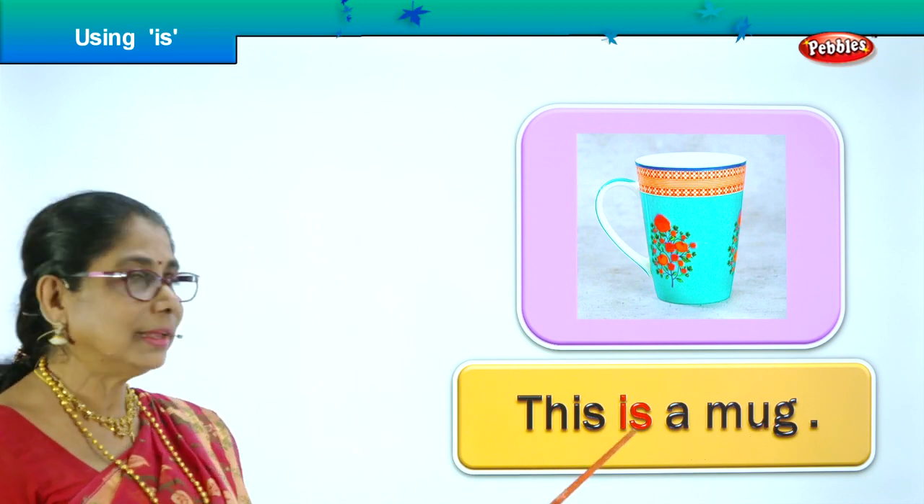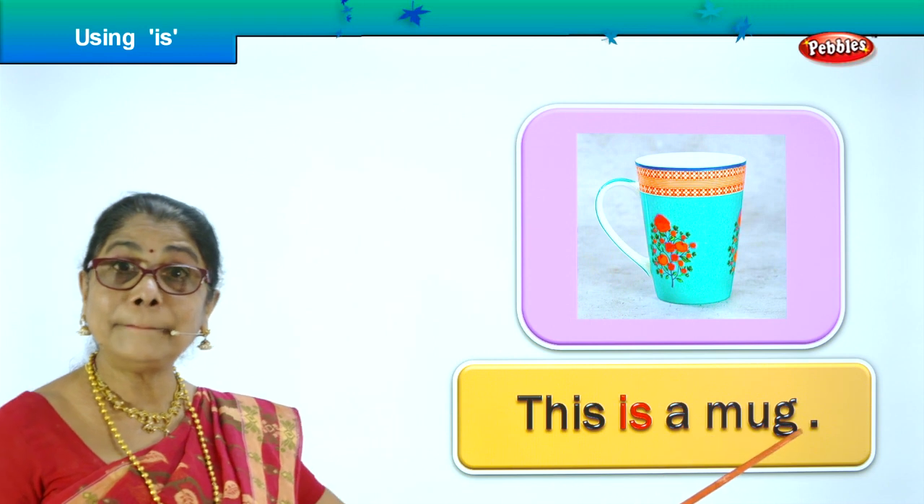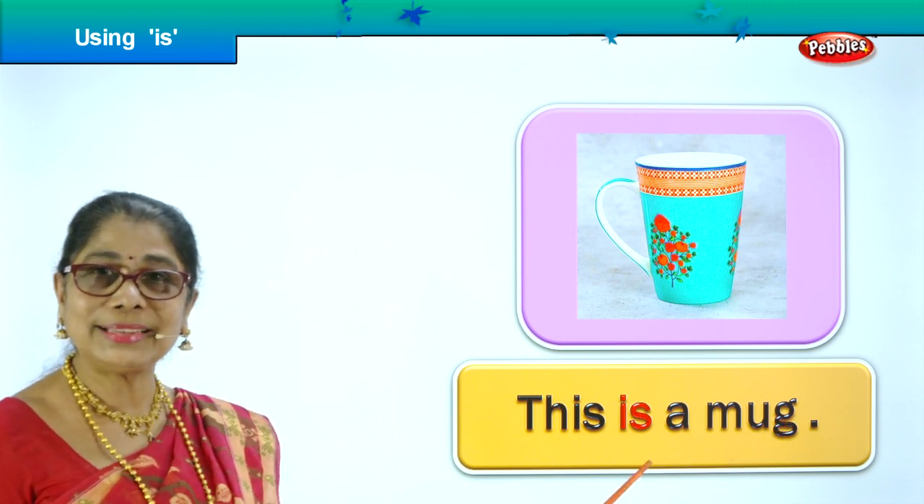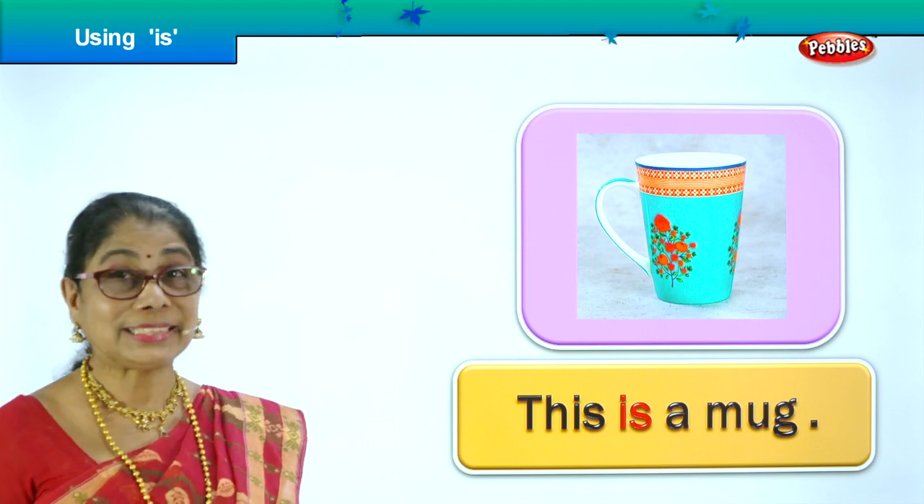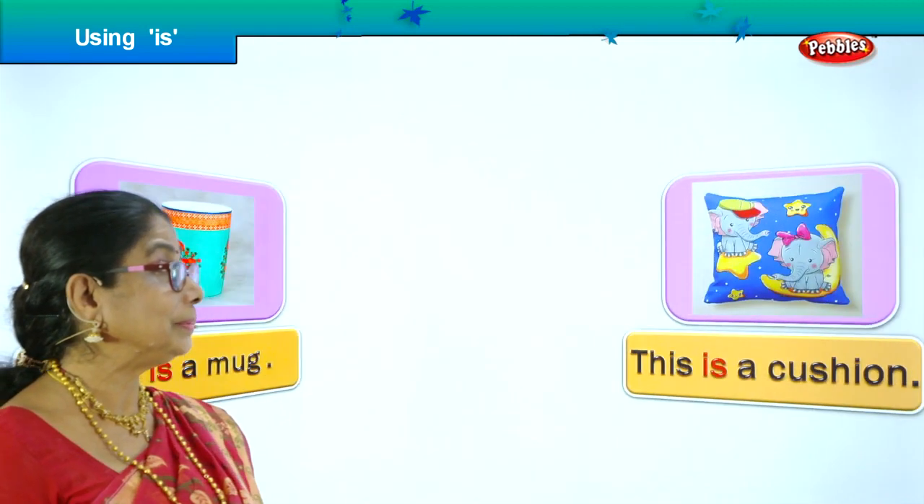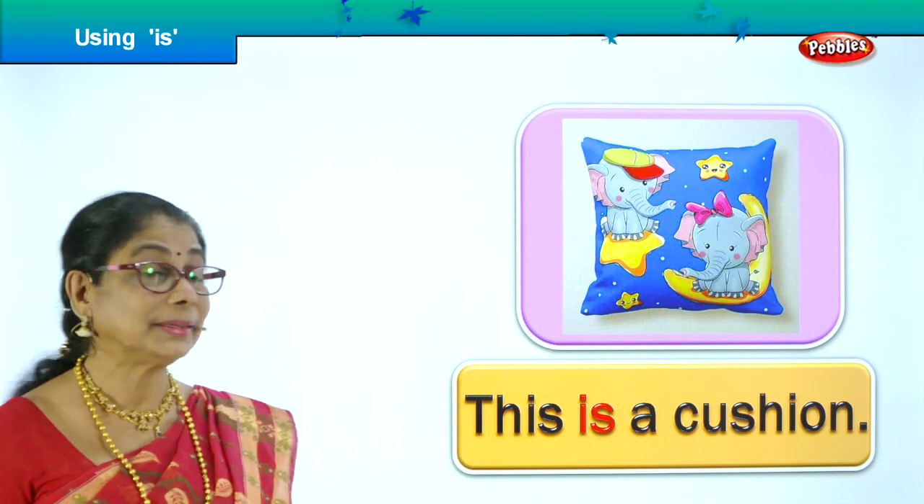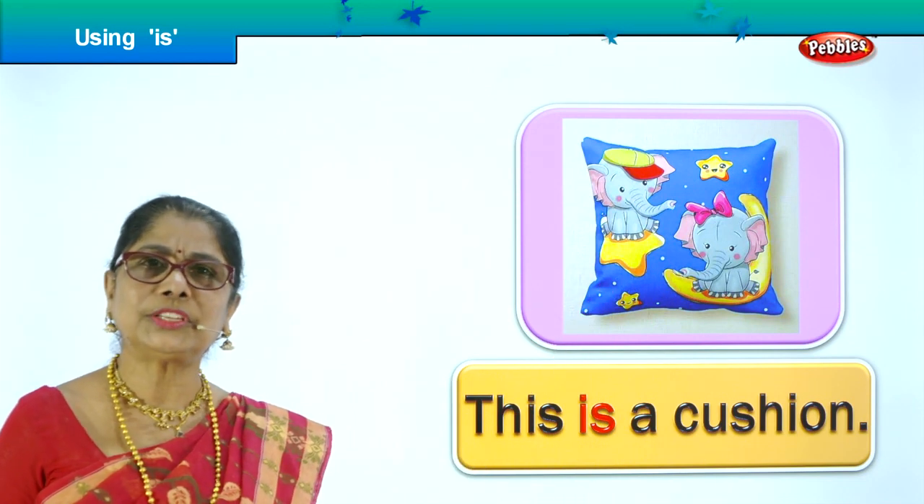Read. This is a mug. Use of is in the sentence. Let's take another picture. Shall we? Look. What picture is this? What do you use this for?